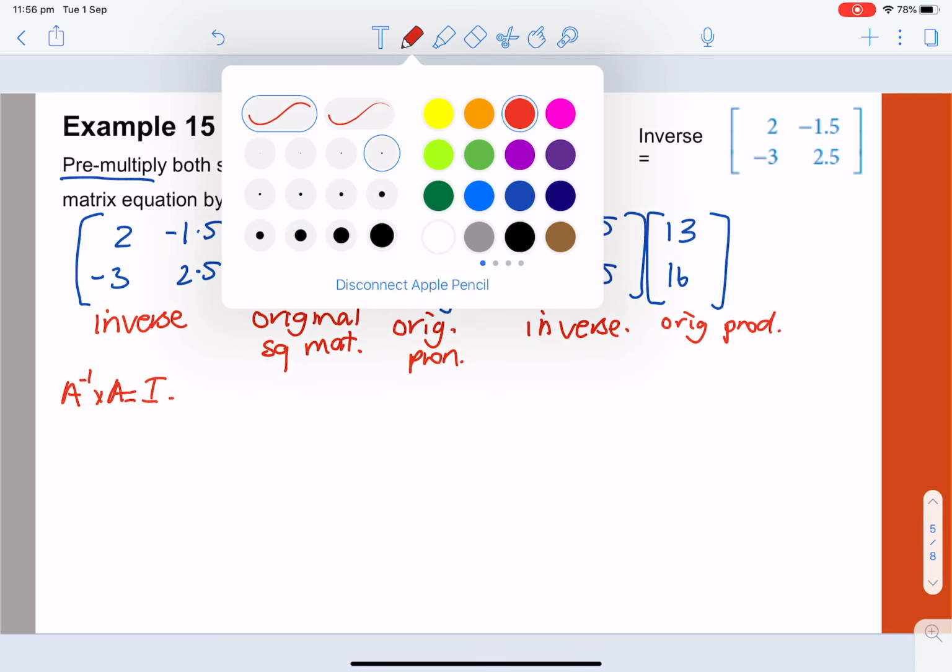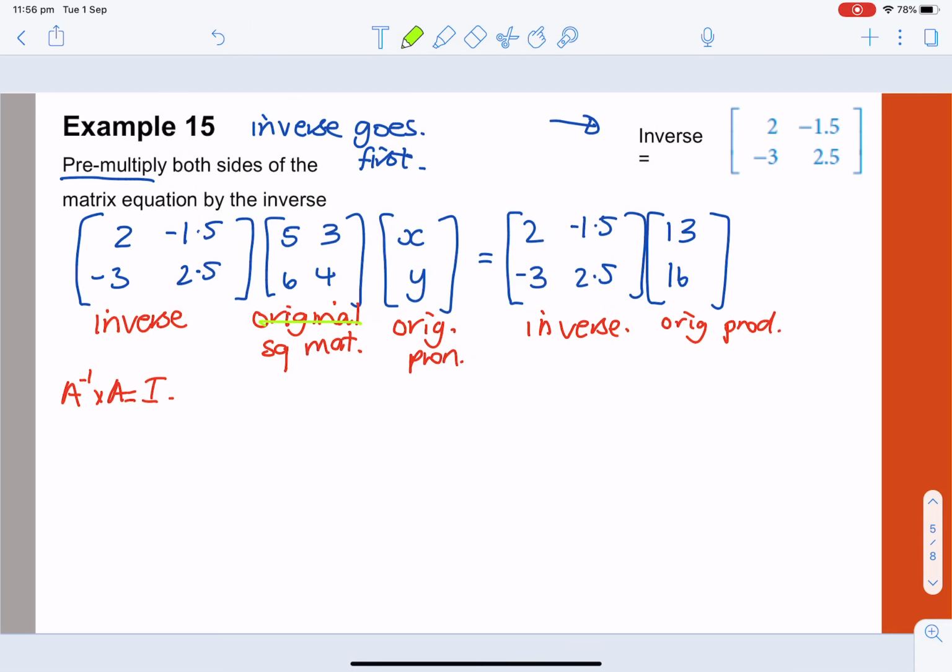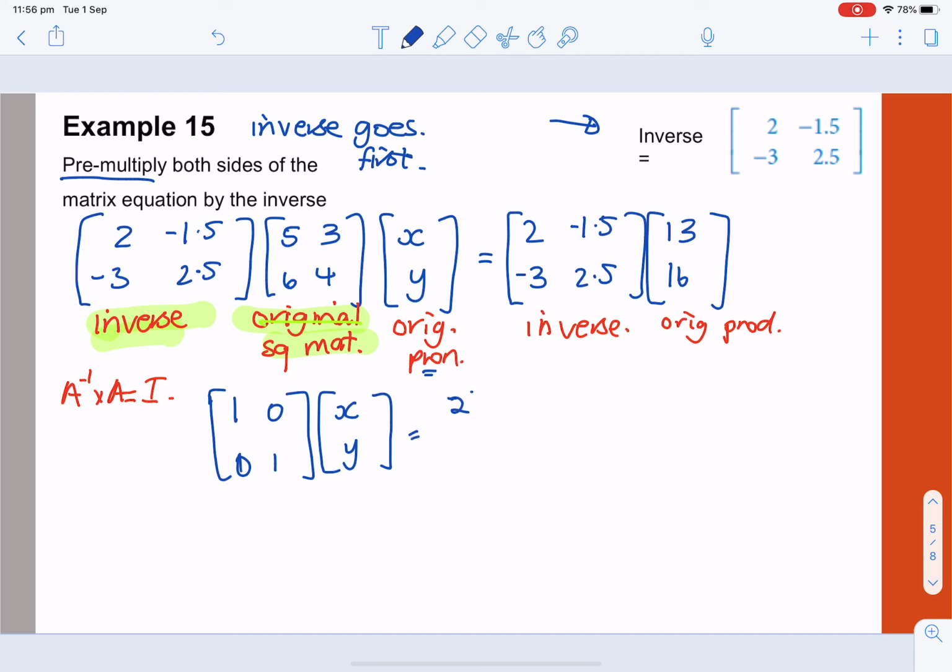So I can actually get rid of this, and I can write it like this. 1, 0, 0, 1. So this is my identity matrix, where down that leading diagonal is 1s. Then I've still got my original pronumeral matrix, which is x and y. And I've got my inverse matrix. So I put square brackets around that, and 13, 16.